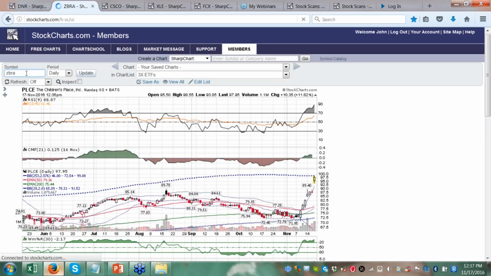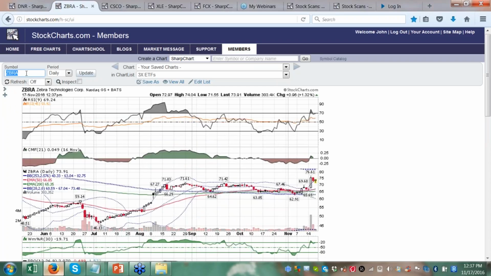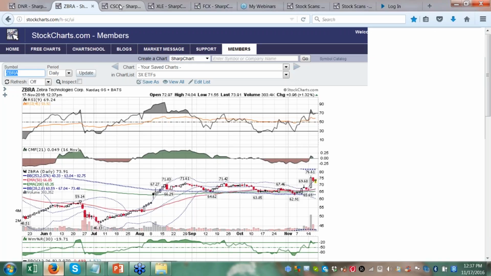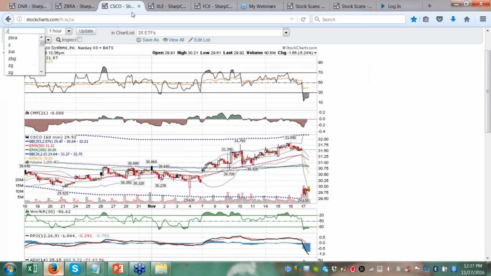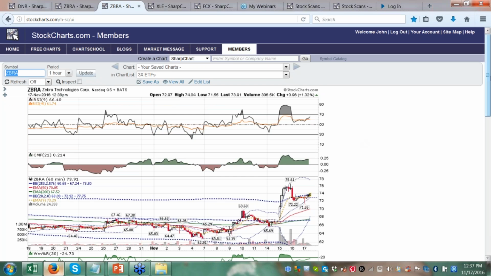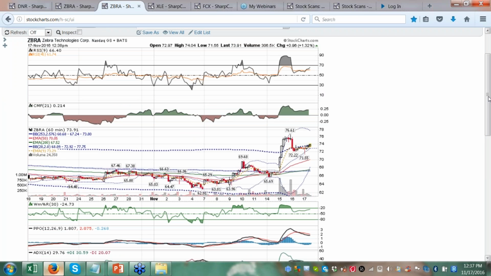See here. Okay, now this is interesting on Zebra. Okay, we had the one-day pullback. Now we're reversing. All right, so let's see, I assume it probably broke the upper band. Okay, it did. So this could be an interesting long setup on Zebra. I mean, I would wait for another couple days to see if it pulls back.